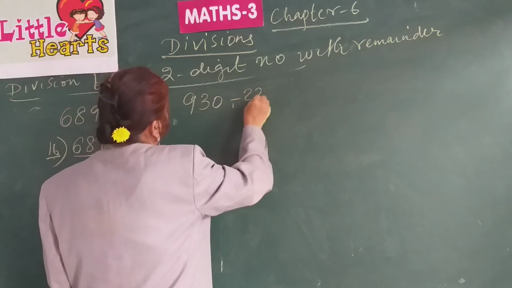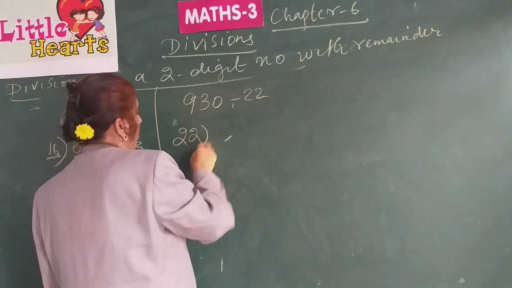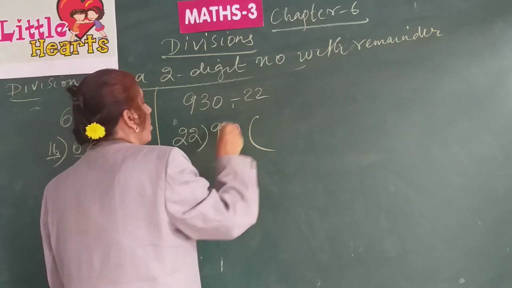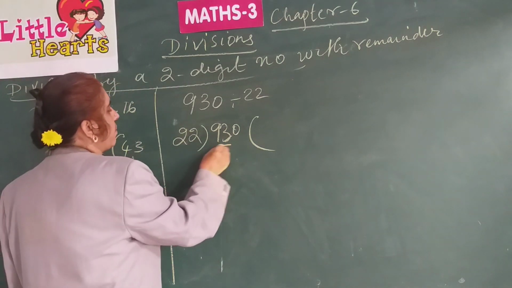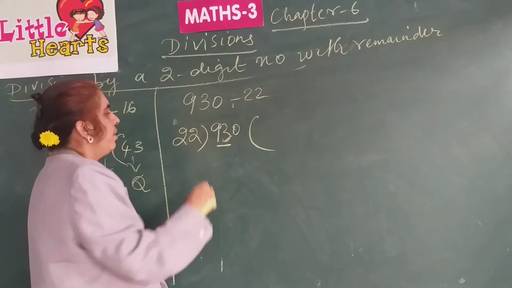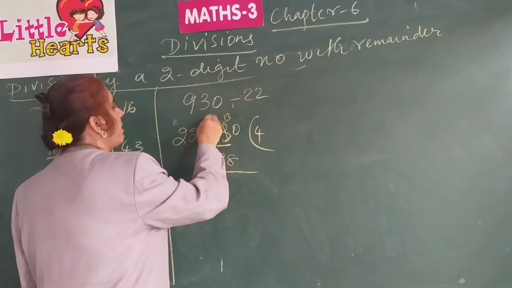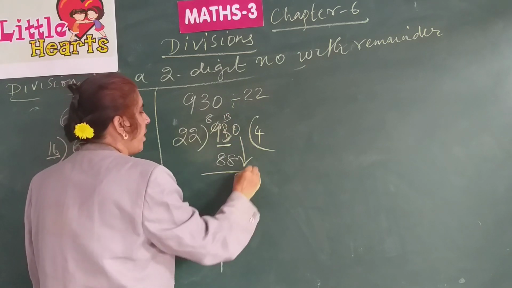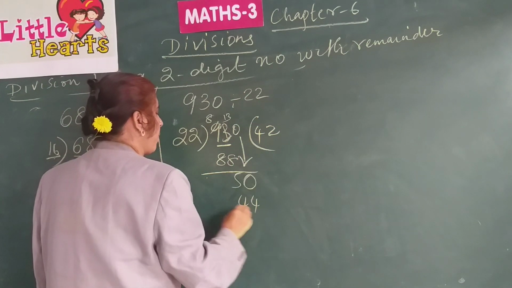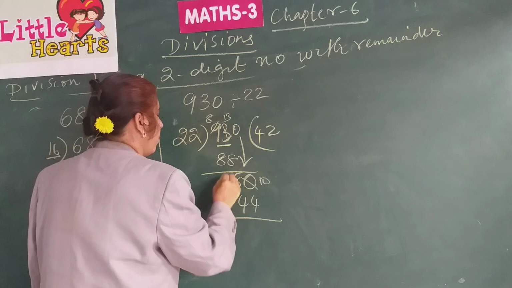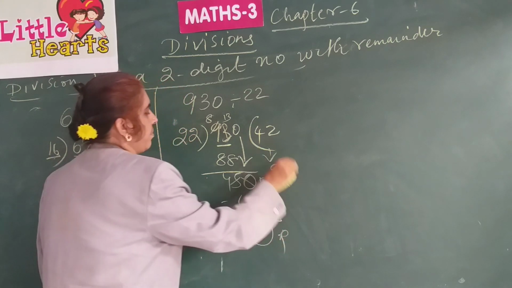930 divided by 22. 22 fours are 88. 22 fives are 110. As we take 93 into consideration, 22 fours are 88. 93 minus 88 is 5. Bring down 0, 50. 22 twos are 44. 50 minus 44 is 6. This is the remainder, this is the quotient.